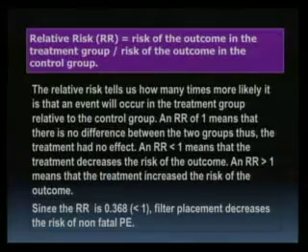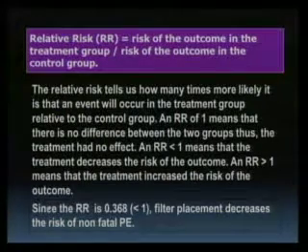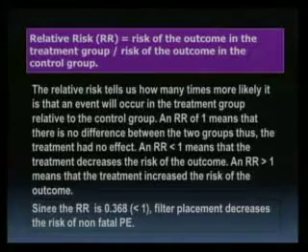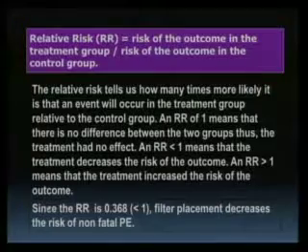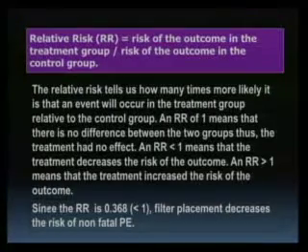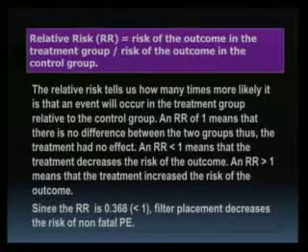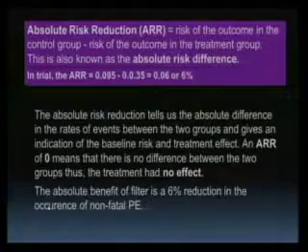What is the relative risk? It is just the risk of outcome in the treatment group divided by the risk of outcome in the control group. So a ratio of 1 means there's no difference. To be significant, the RR should be less than 1. And in this particular case, the RR is 0.368, so it's less than 1. So filter placement decreases the risk of non-fatal PE.